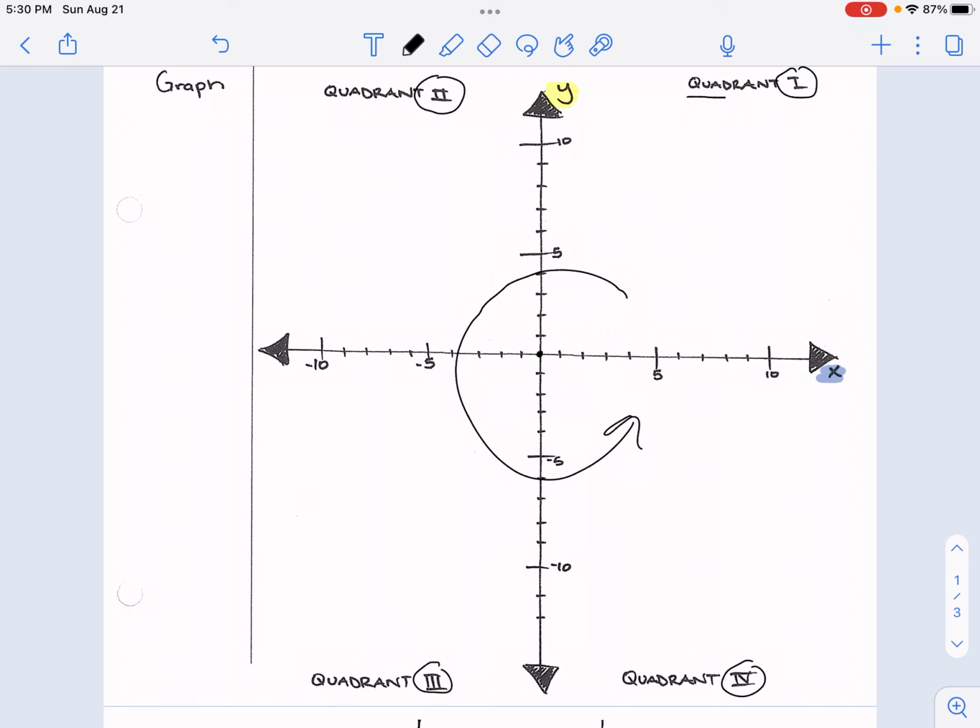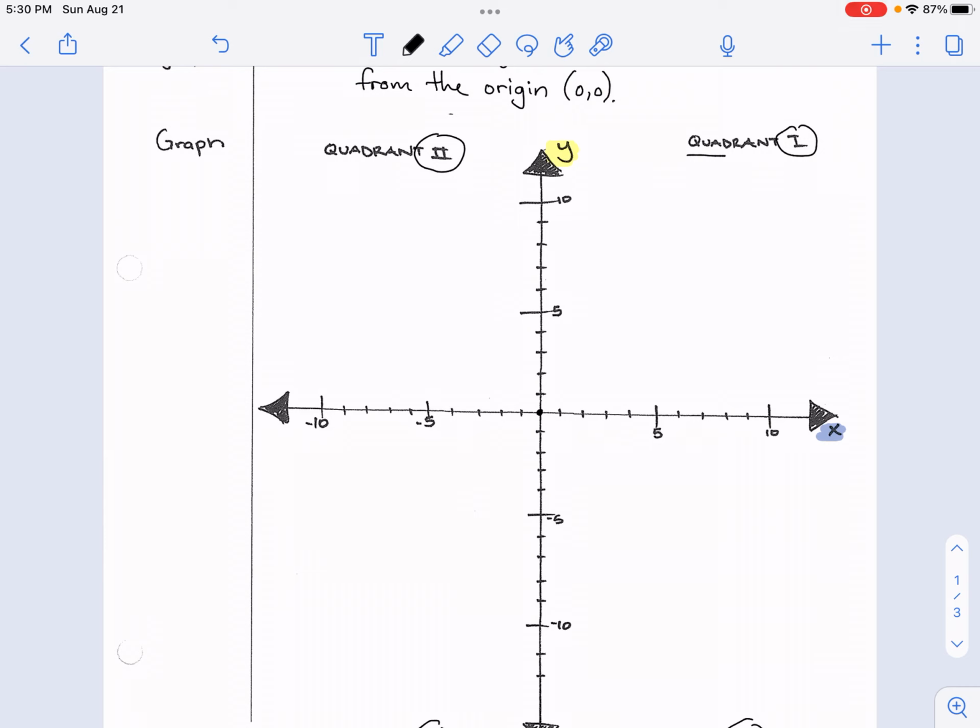Okay, so let's just write a series of ordered pairs. Let's go with (4, 8). I'm just going to write some random points. (-2, 6).